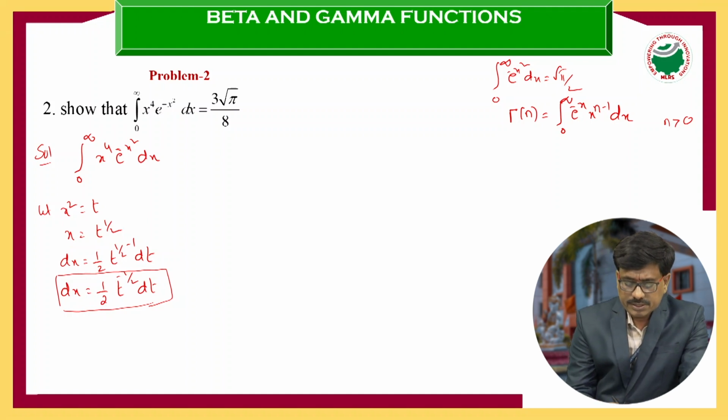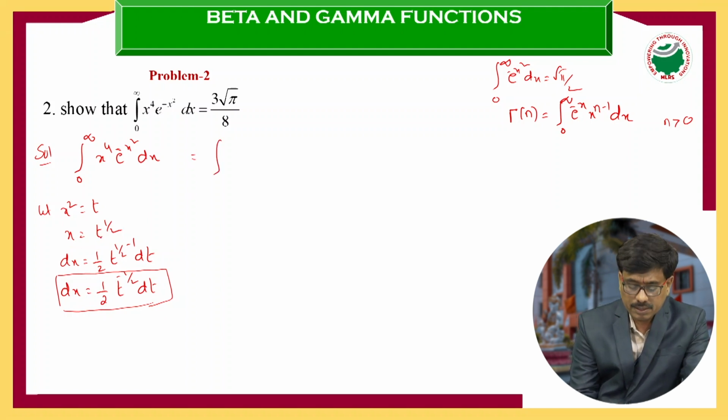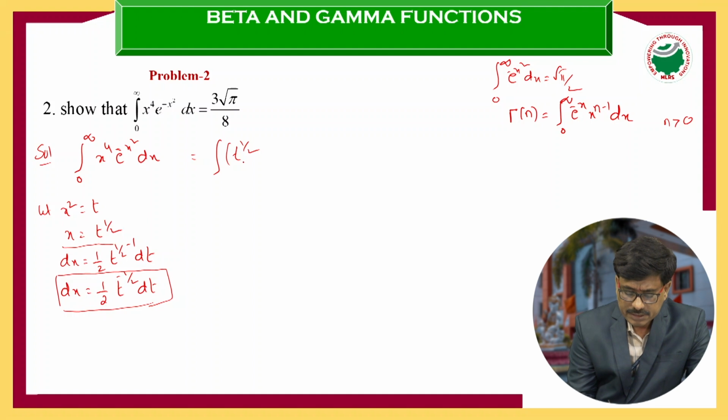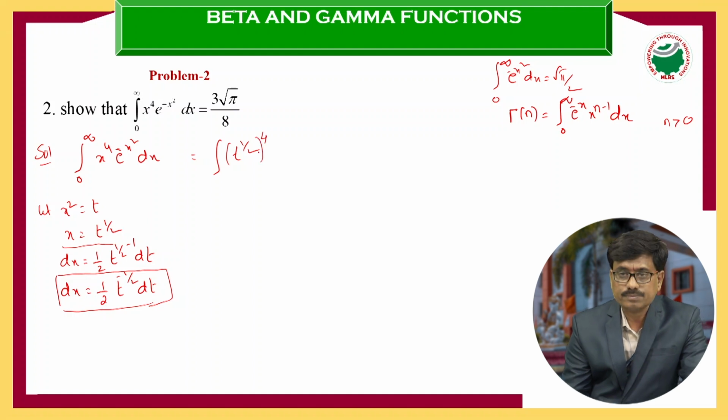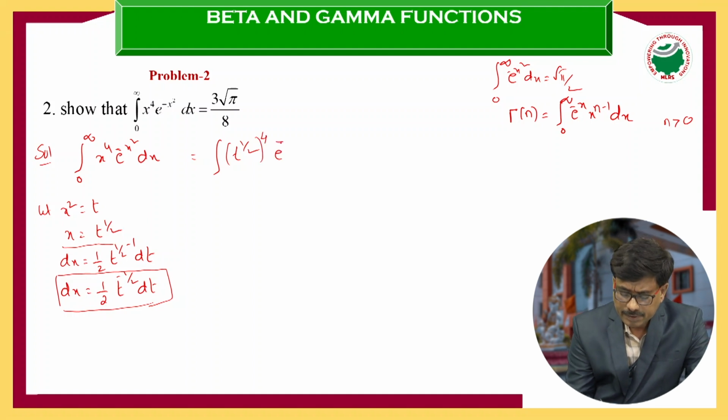Let us take the given integral and write its value. x is replaced by how much now? x is replaced by t power 1 by 2, and the power is how much? Whole power 4. And also e power minus x square is there. x square is replaced by what? t. And dx is replaced by what? 1 by 2 t power minus 1 by 2 into dt.